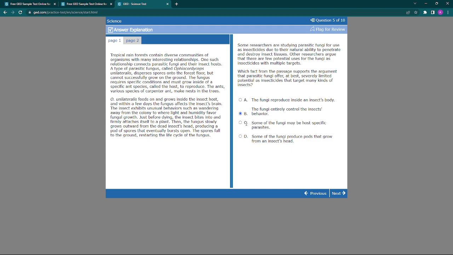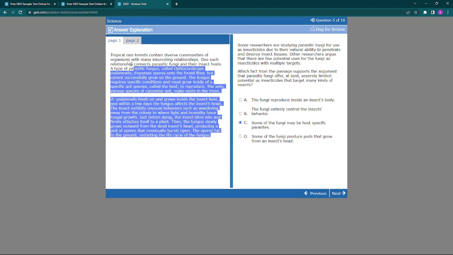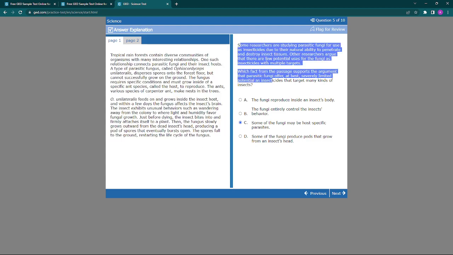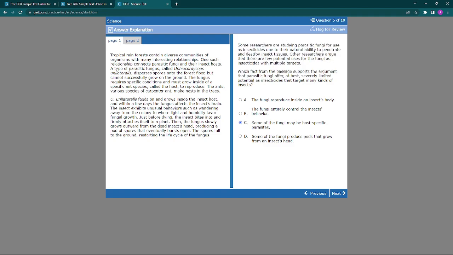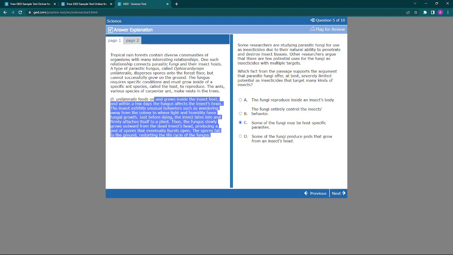So, host-specific parasites. Some of the fungi produce pods that grow from an insect's head. Well, I don't know. Let's see. Tropical rainforest, grow inside a specific ant species. So right there, just to double check, this page is not the same. Some researchers are studying to see if it's good for insecticide. Others argue that. That's just setting you up for what the question is. So now you know where to focus. You can keep looking back here and just make sure.